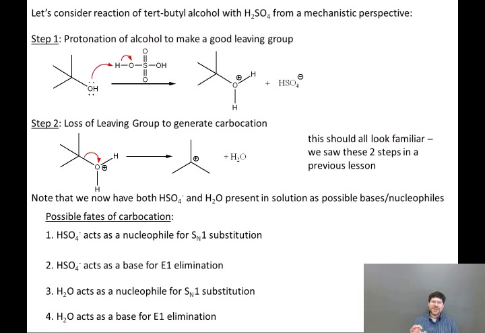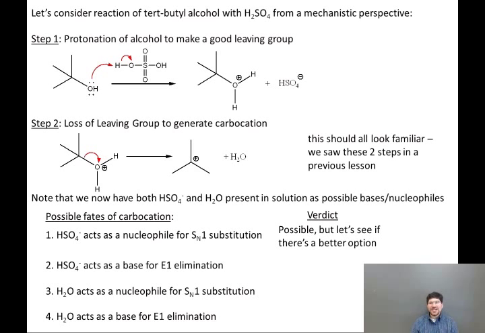So let's consider each of these possibilities in turn and evaluate whether we think that this will be the route chosen by the carbocation. For possibility 1, the verdict is that it is possible. The HSO4- is a pretty poor nucleophile, as we said, but SN1 doesn't require a good nucleophile. You still have an oxygen with a lone pair.